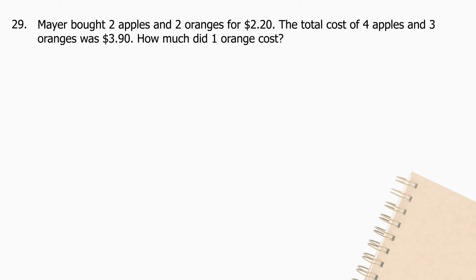Question 29. Maya bought 2 apples and 2 oranges for $2.20. The total cost of 4 apples and 3 oranges was $3.90. How much did 1 orange cost?